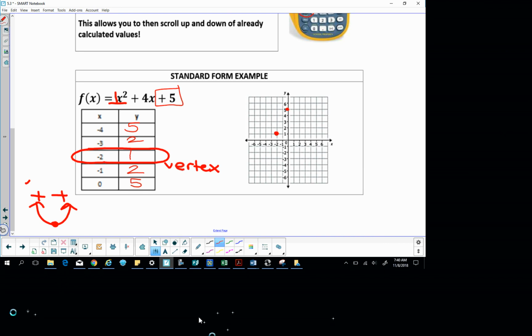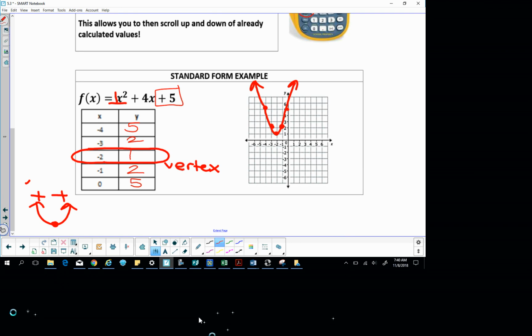Now you're just plotting these points down. So -4 is my x, then I'm going to go up to 5. Then I'm going to go -3 to 2. So I go to -3 on my x-axis and go up 2. I'm going to go to -1, 2. And then 0, 5 we already graphed. So it looks something like this. Do you guys see how we were able to do that a little bit easier using the calculator? Yeah.